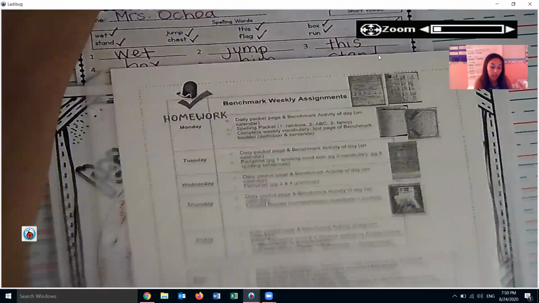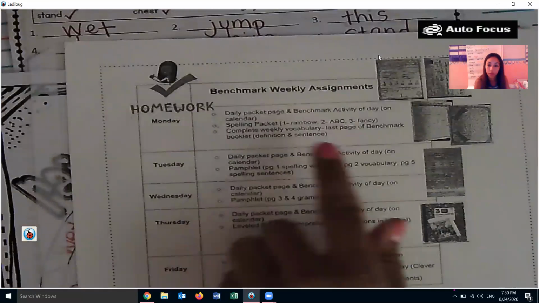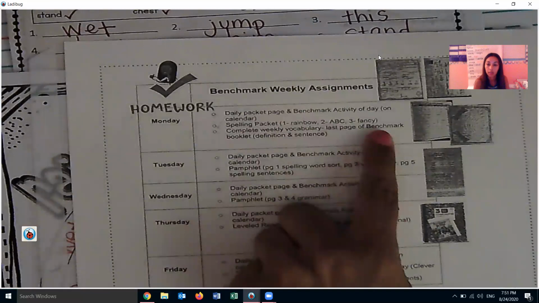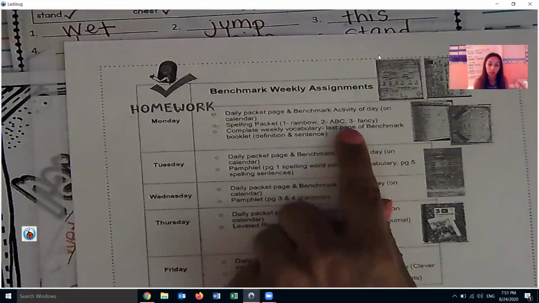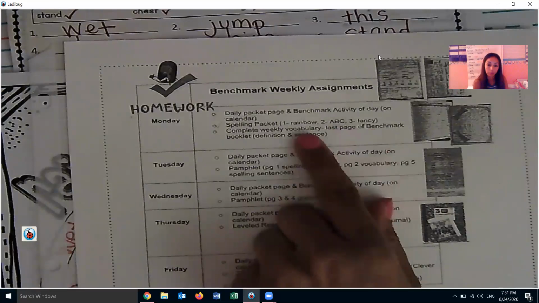Week 1 is rainbow. So remember, we said we're not doing ABC or fancy this week. This is going to be for next week, week 2 and week 3. So leave ABC order and fancy alone. Leave it blank. Only do that first part, rainbow. The next piece is complete weekly vocabulary.